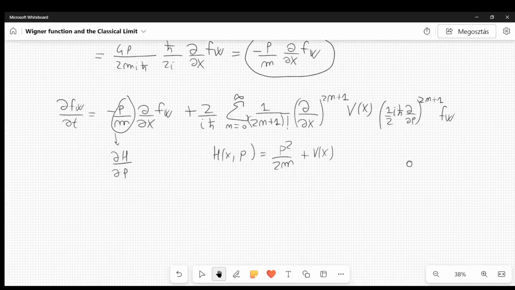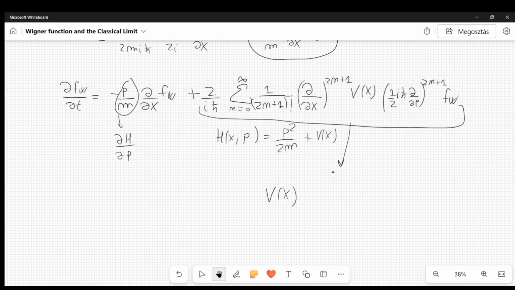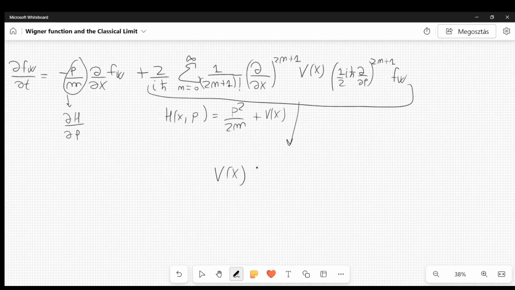And there is also another more formal way to rewrite such a complicated expression. And in particular, since you see that, let me rewrite it like this. So I will write v of x in here, and I will show you why. Then we have 2 over i h bar. We have a summation over n from 0 to infinity, 1 over 2n plus 1 factorial.